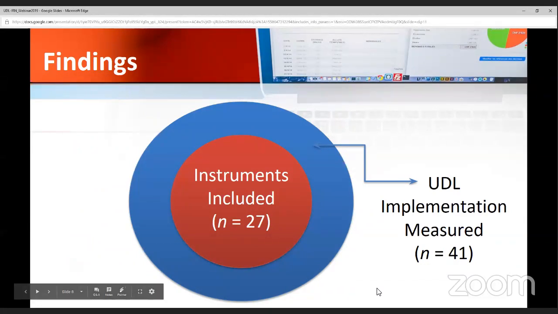So among all those articles, 285, we found only 41 that actually reported measuring UDL implementation. In other words, there was at least one UDL-related measure, right? And only 27 of those 41 actually included either a partial or whole instrument. As you can see, the numbers are puzzling, right? We publish a lot about UDL, but we don't really measure UDL implementation. But there were some studies, as you can see here, that did use UDL-related measures, and we will use some examples today to talk about how UDL implementation can be measured.